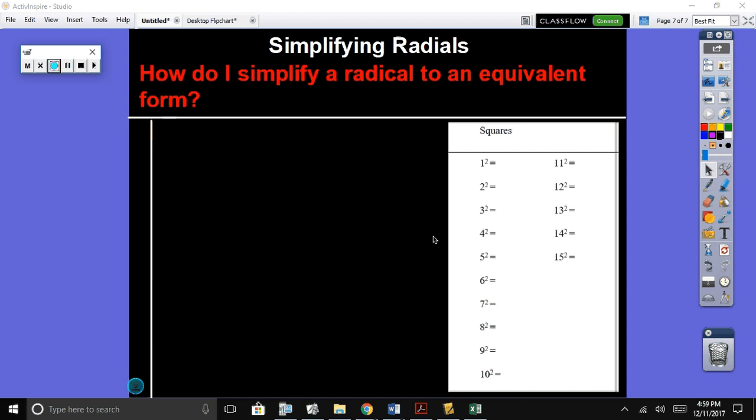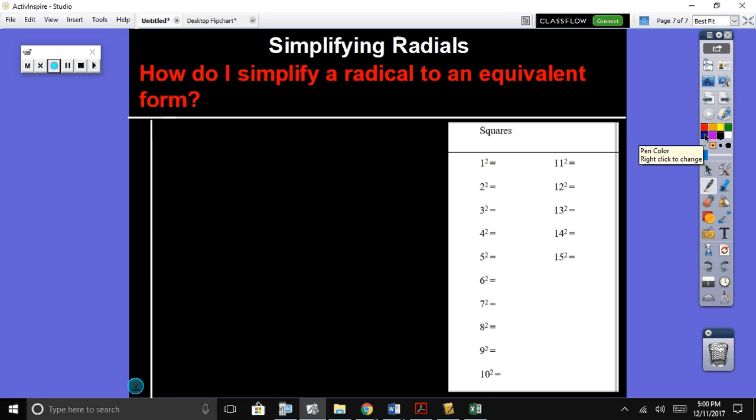Alright, in today's video, we are going to learn about simplifying radicals. And by the end of this video, I want you guys to be able to answer the question in your summary of how do I simplify a radical to an equivalent form. Before we start looking at radicals, we look at what radicals are composed of: perfect squares of the integers.